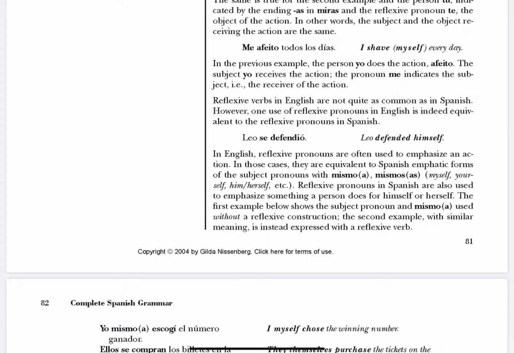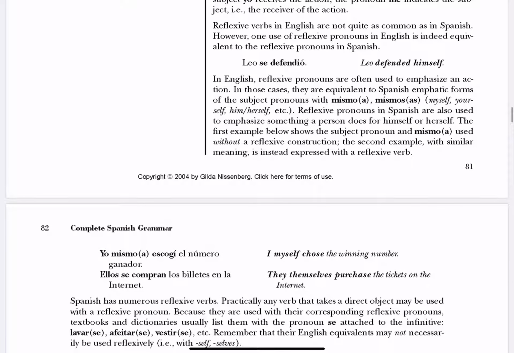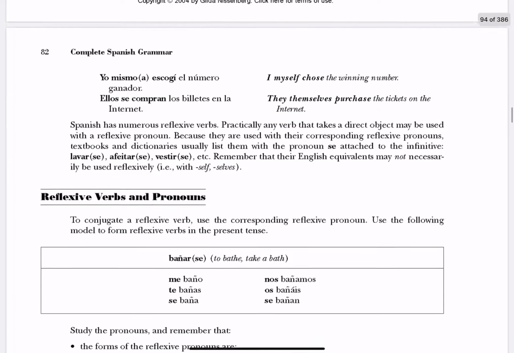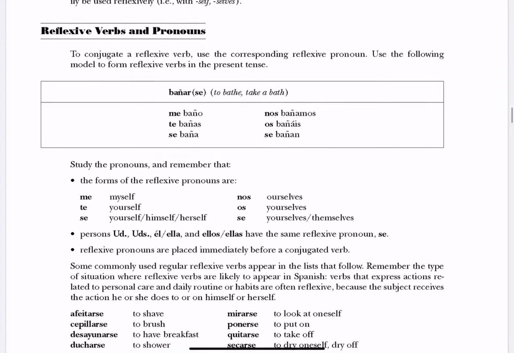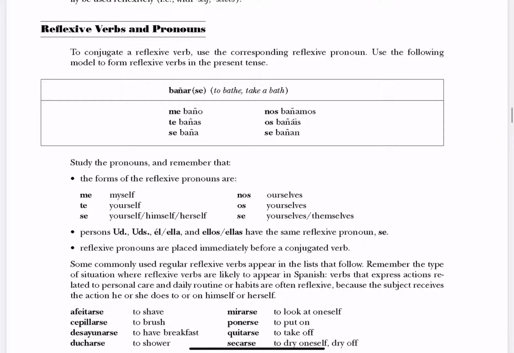Reflexive verbs in English are not quite as common as in Spanish. However, one use of reflexive pronouns in English is indeed equivalent to the reflexive pronouns in Spanish. "Leo se defendió." Leo defends himself. Okay. Let's go down to here. We have reflexive verbs and pronouns.